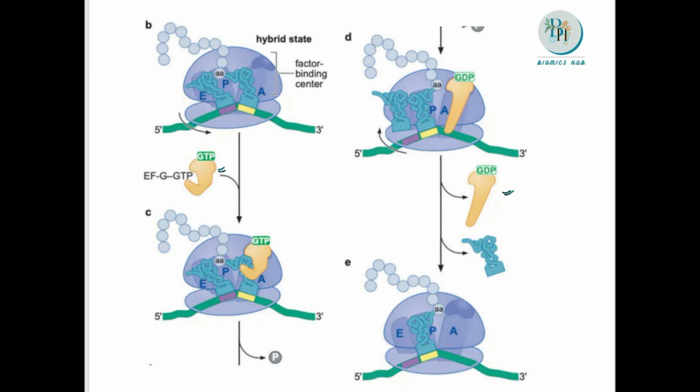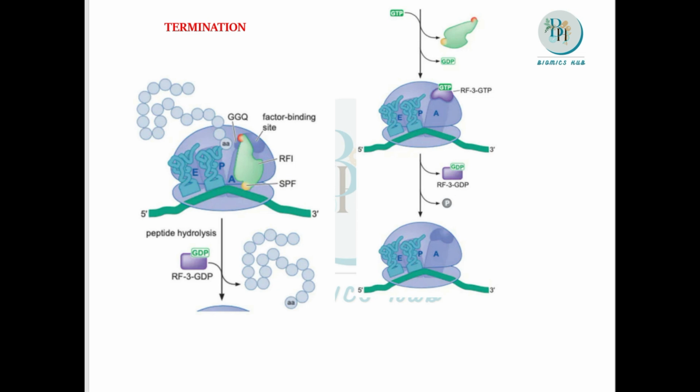Now we will see the next process, that is termination. For termination, it requires two factors, which are known as release factor 1, RF1, and RF3. When there is a stop codon, this RF1 comes and binds in this A site. It has two sequences, the GGQ sequence and the SPF sequence. The SPF sequence binds to the mRNA, and the GGQ sequence is complementary, or we can say that it is like an amino acid. After RF1 has come and bound in this region, RF3 comes and binds, which will help.